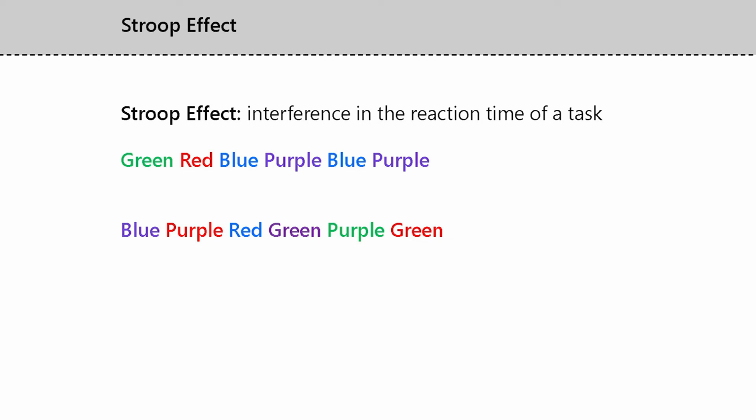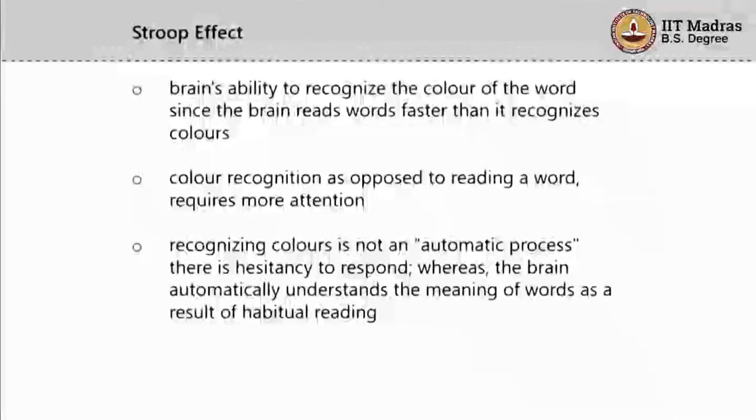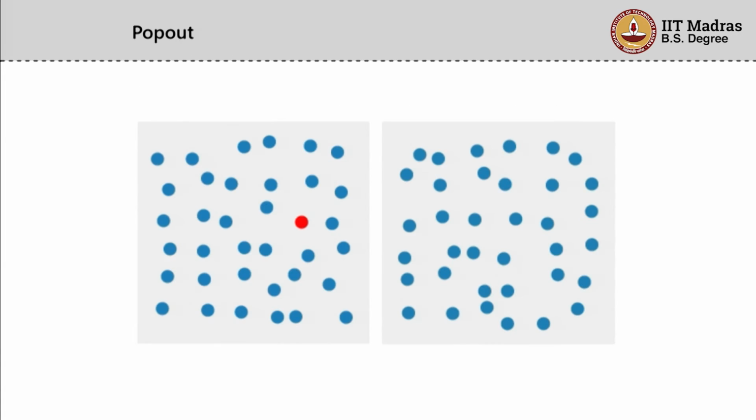It's harder, it takes substantially longer to read the colors of the second sentence as compared to the first sentence, right? Because of what is called a Stroop effect, okay? So this is what is happening, right? The brain's ability to recognize the color of the word, since the brain reads words faster than it recognizes colors, okay? Color recognition as opposed to reading a word requires more attention. Recognizing colors is not an automatic process. There is a hesitancy response, whereas the brain automatically understands the meaning of the words as a result of habitual reading.